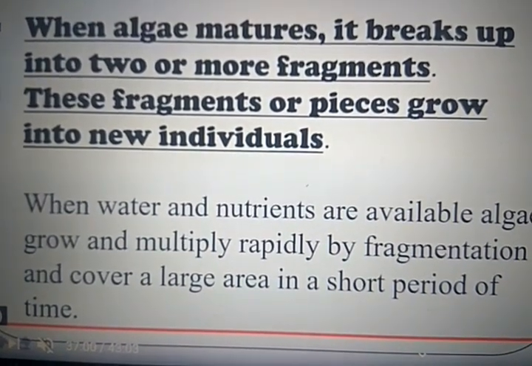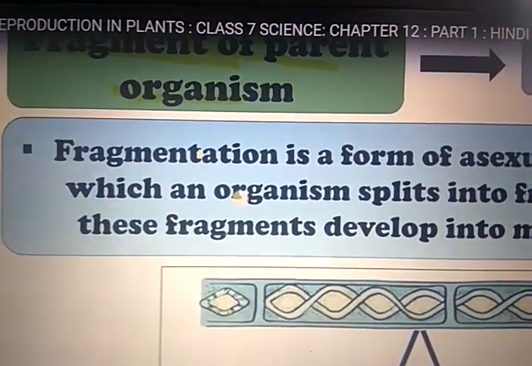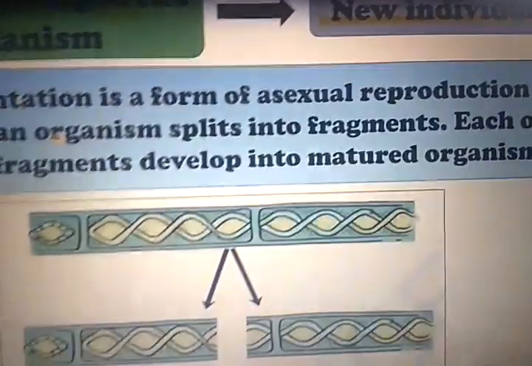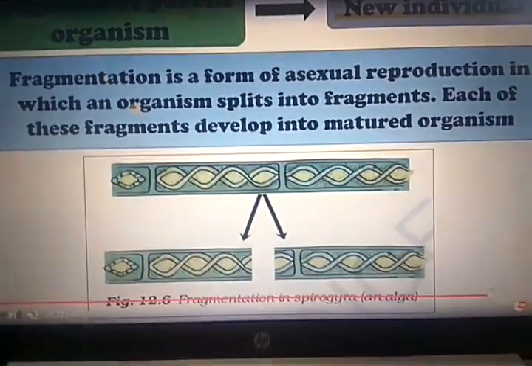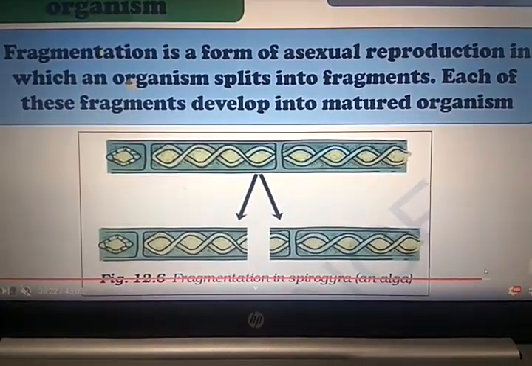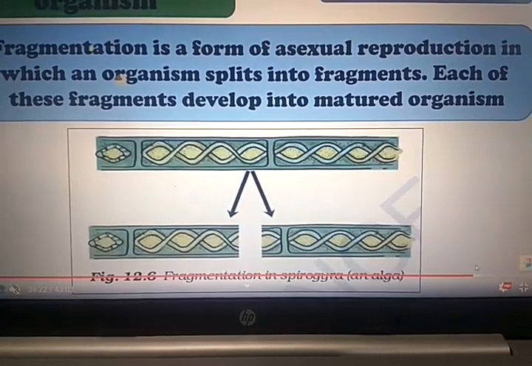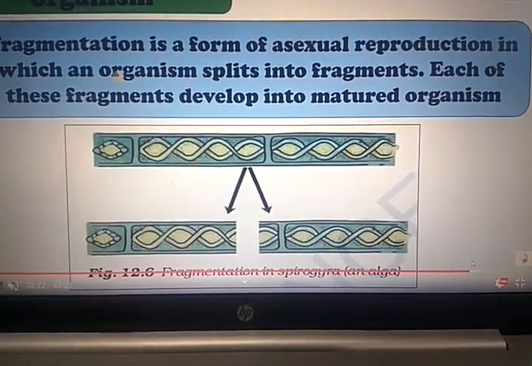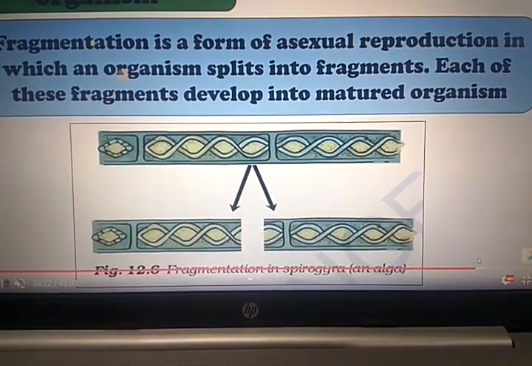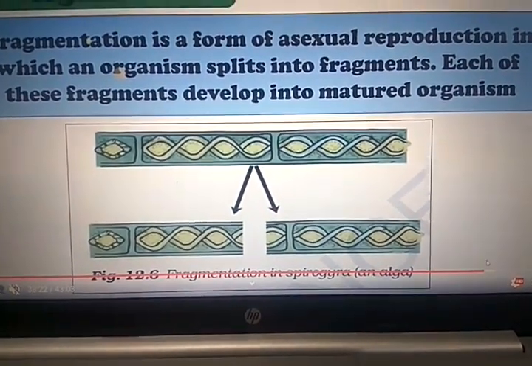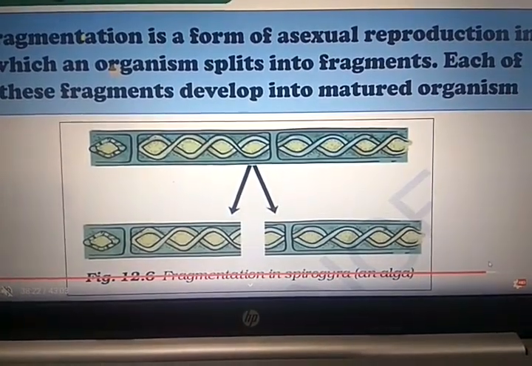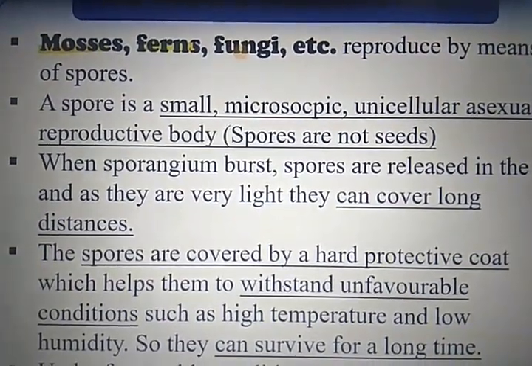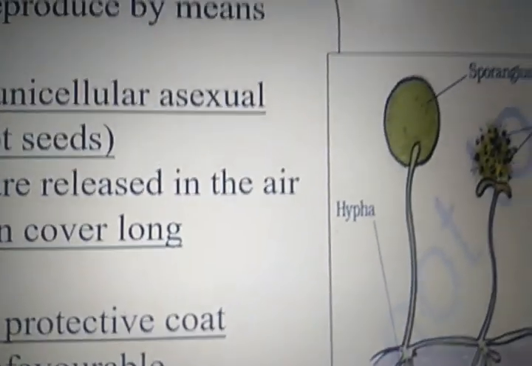So remember please, fragments of the parent organism convert into new individuals. Here you can see fragmentation is a form of asexual reproduction in which an organism splits into fragments. Each of these fragments develops into a matured organism. Correct? Now next type, that is spore formation.